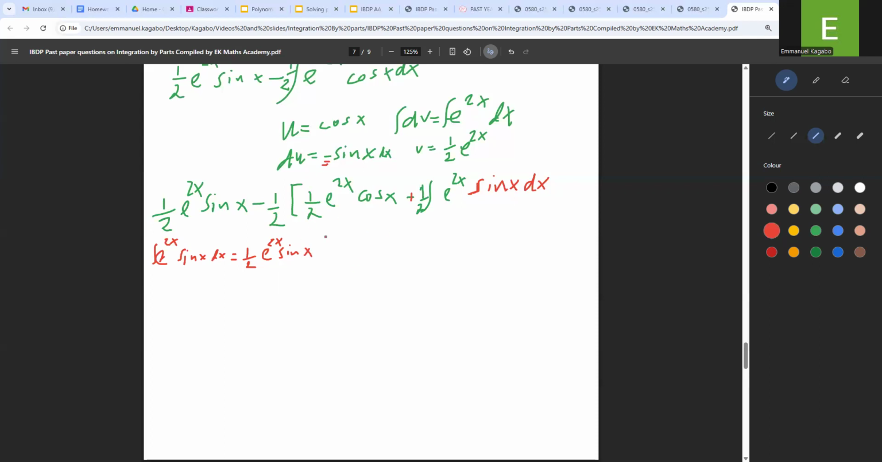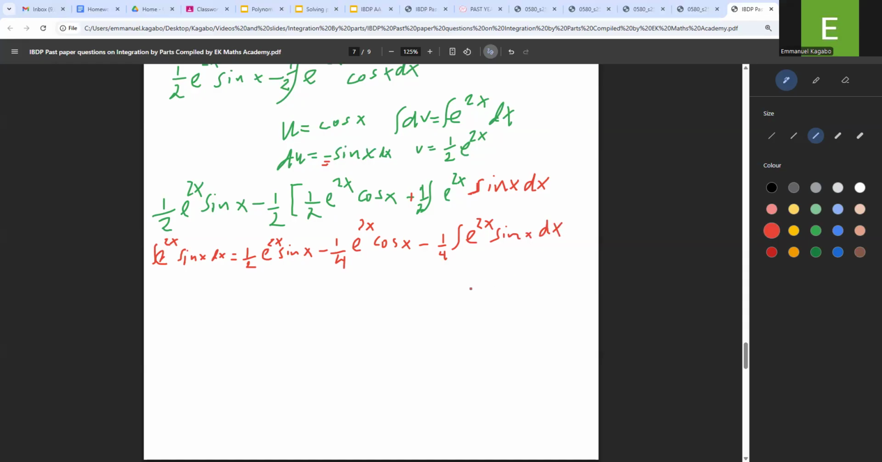Now, can I distribute this one inside? When I distribute, what do I get? I'm going to get 1 over 4 e power 2x cos x altogether here. Now, this is plus and this is minus, so it's going to give me minus, right? Minus 1 over 4 integration of e power 2x sine x dx. Wow, very interesting question. Are we together at this point, guys?